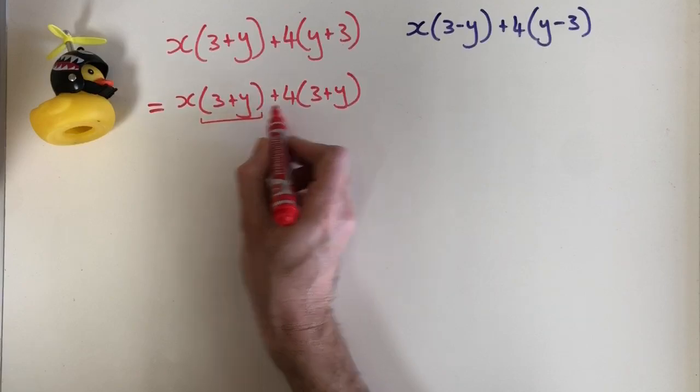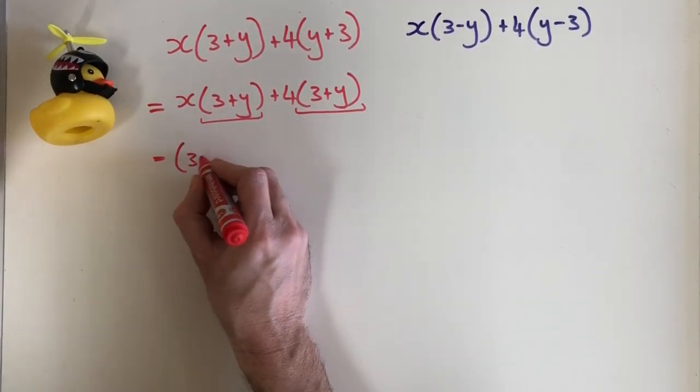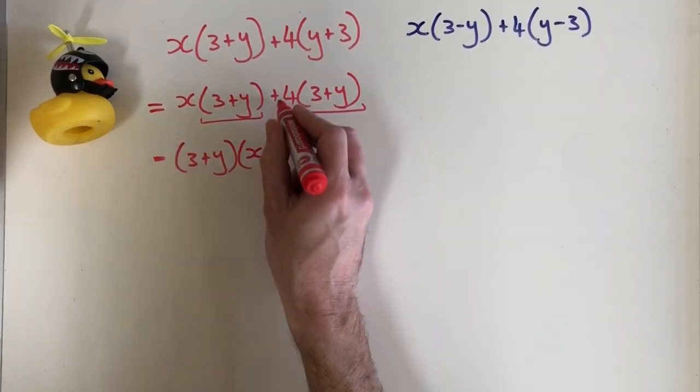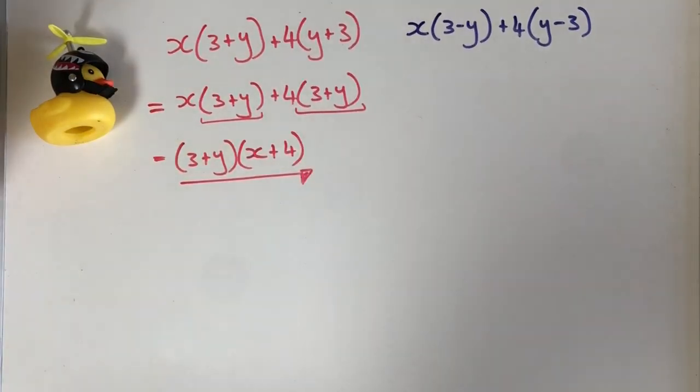And now I see this and this are common. So I can take out that whole common bracket as 3 plus y. And then what is left is x and the plus 4. And that works. This one looks very similar, but it has a little bit of a twist.